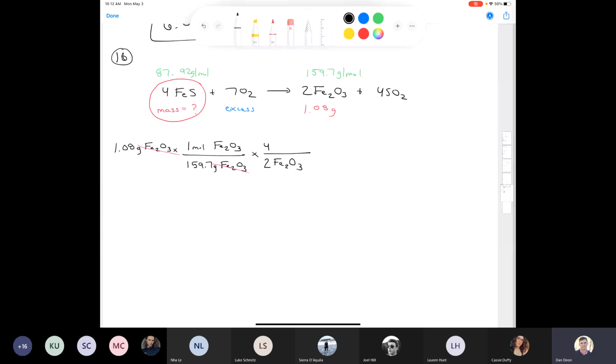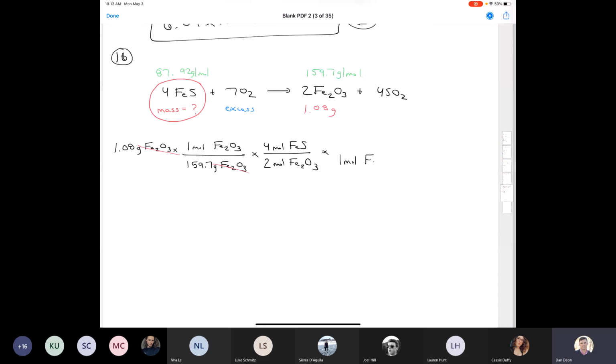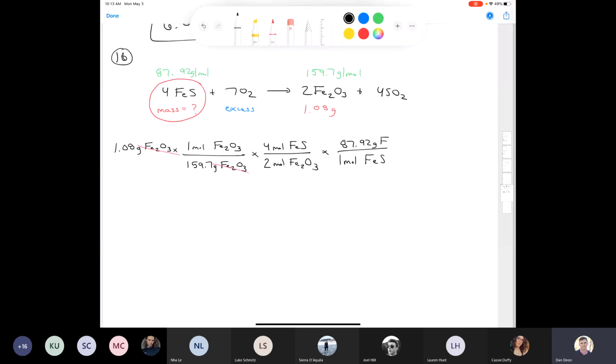I left out my units here, didn't I? 4, just getting carried away here. There we go. 2 moles. I have 4 moles of iron(II) sulfide being consumed. Now, if I want the mass of my iron(II) sulfide, I know that in 1 mole of iron(II) sulfide, I've got 87.92 grams of iron(II) sulfide, like that.